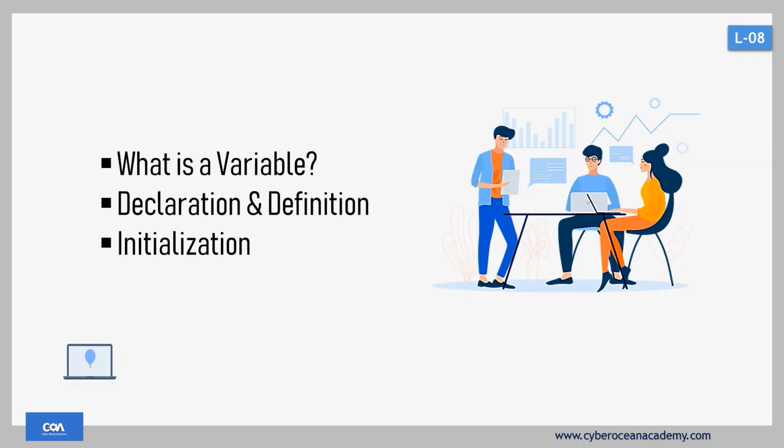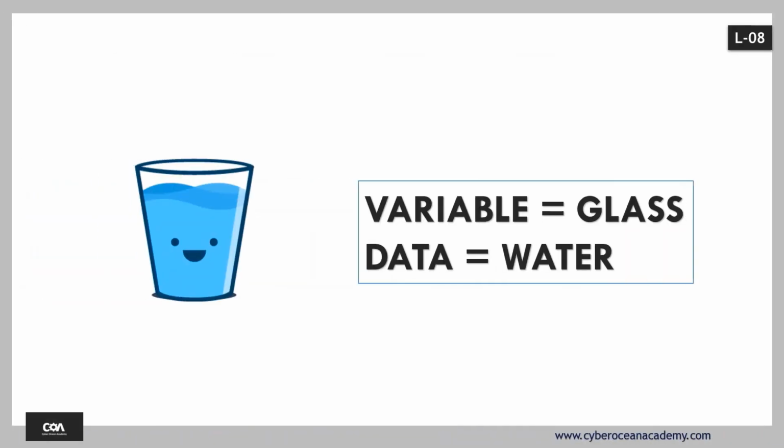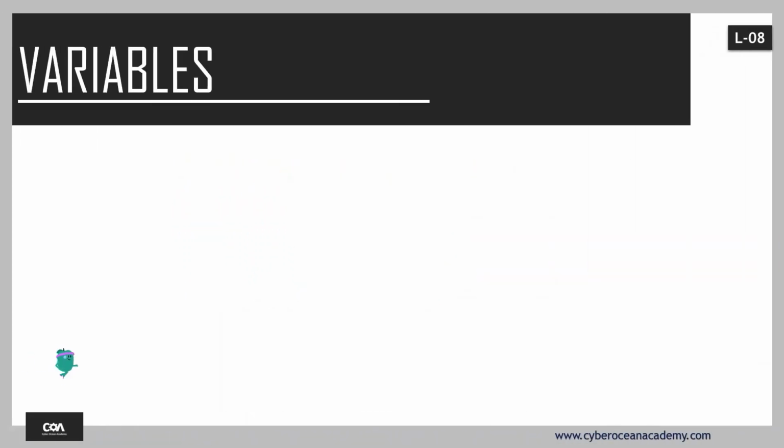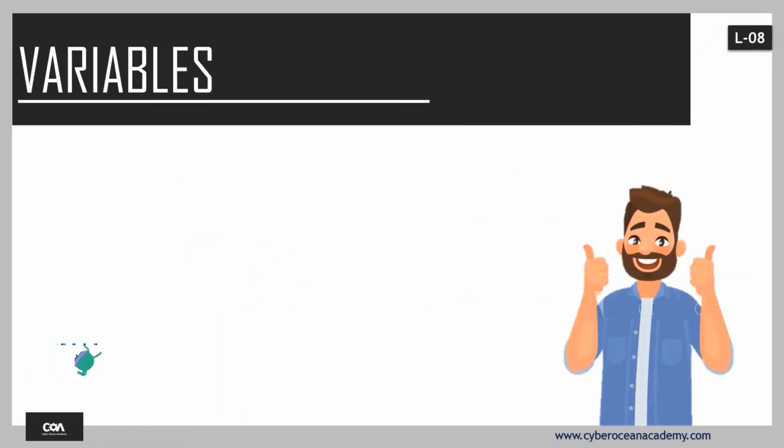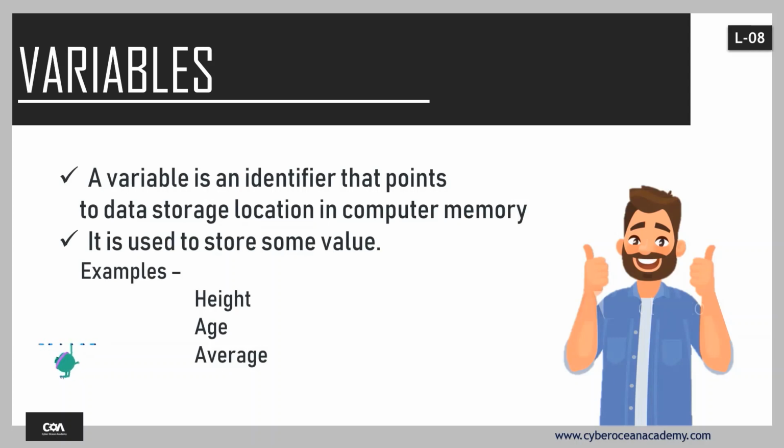To understand a variable, just think of a glass of water. Here, a glass stores water. In the same way, a variable stores data. Okay, so in C programming, how can you define a variable? A variable is an identifier that points to a data storage location in computer memory, and it is used to store some value. Like a glass stores water, a variable stores some value. The value may be a numeric value or it may be a character value.